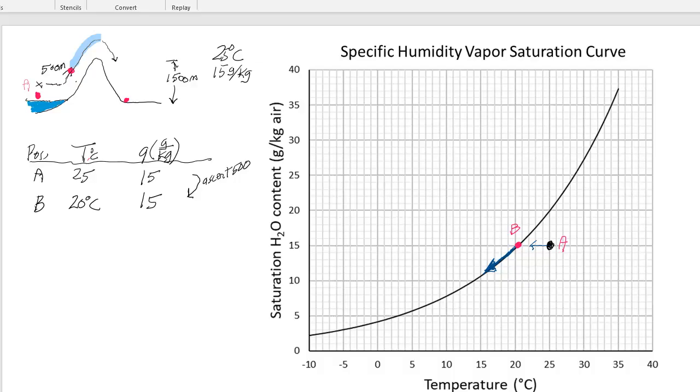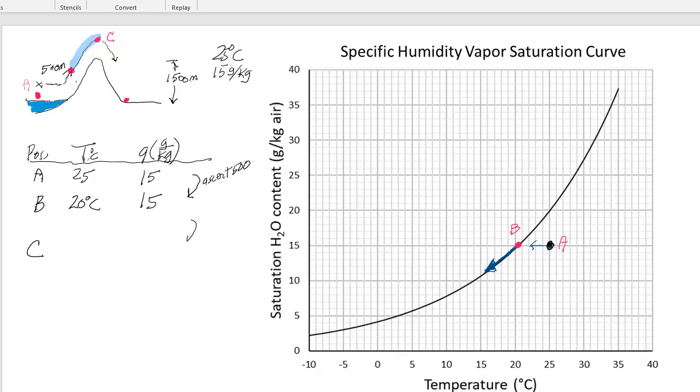And when it finally gets to the summit, let's label the summit here, point C. C is the highest point it's going to get to, right there at the summit. At the summit, we have to figure out its temperature and its specific humidity. But we know how far it must have ascended, right?